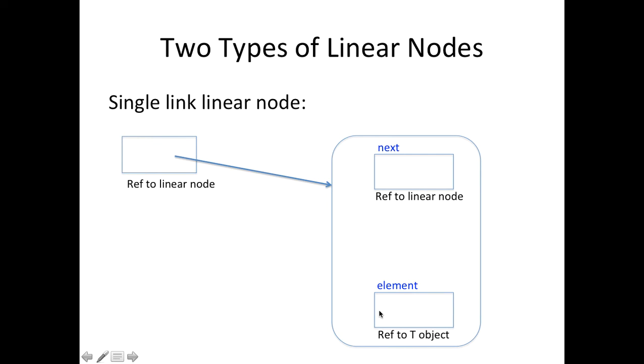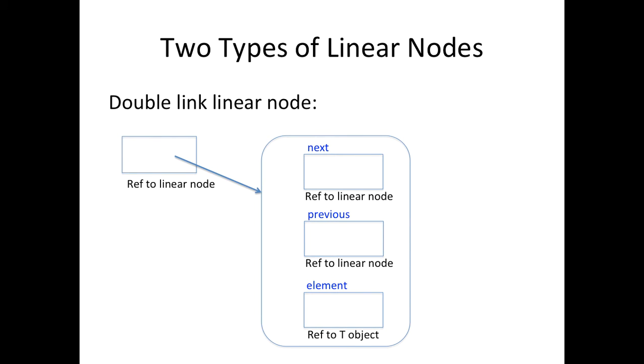Now, we're also going to have a reference to an object, a T object. So this is to stand in here for our generics. We're going to call this element. And again, this is not the object itself stored here. It's just a link to, a reference to that object. So this might be a reference to a turtle object if we're storing turtles in our nodes. It might be a reference to a rectangle if we're storing shapes, etc. So that's the single link linear node.